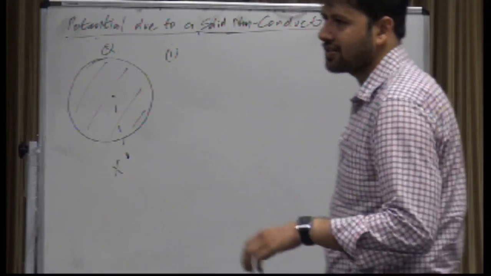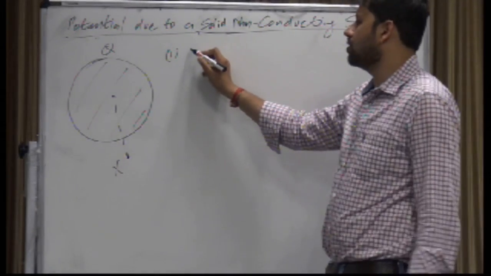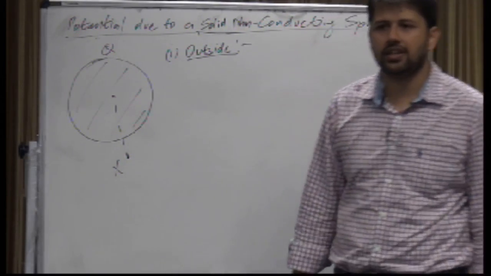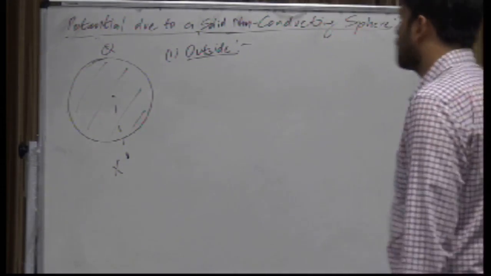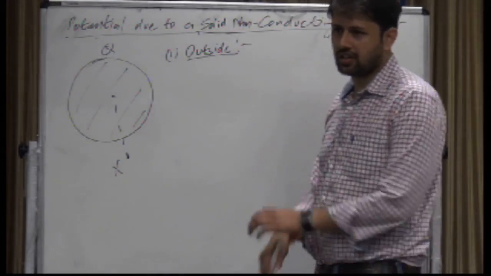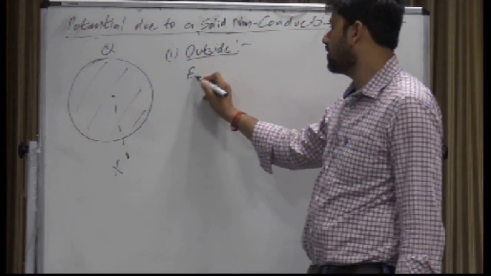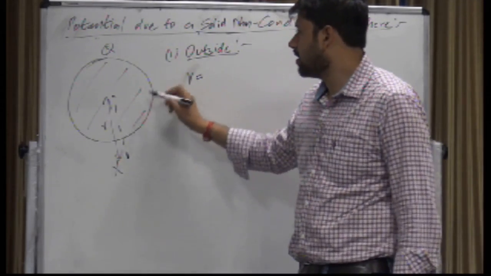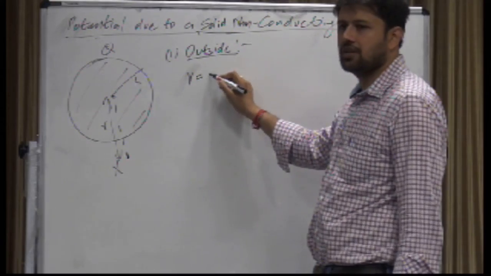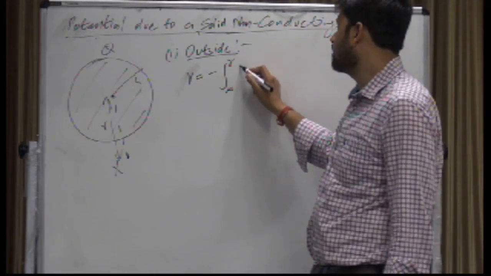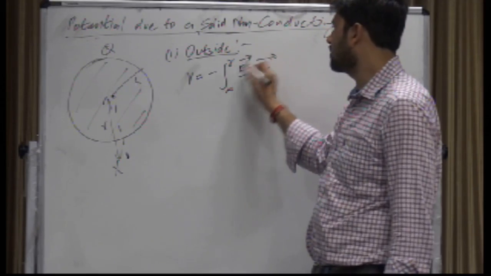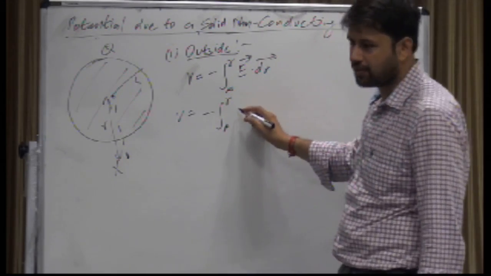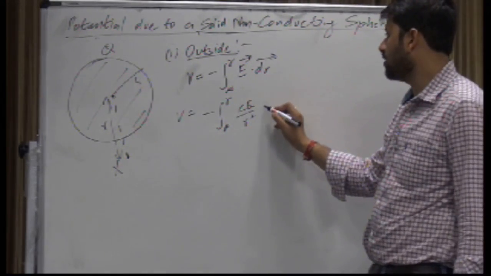It behaves like a point charge, right? So for outside, again it would be difficult to find dV, not easy. So we would be using again the same thing, minus E dot dr. So V, let's say this distance is r here and the radius of the sphere is capital R. V is minus integral infinity to small r E dot dr, which is minus integral infinity to r, kq by r square dr.